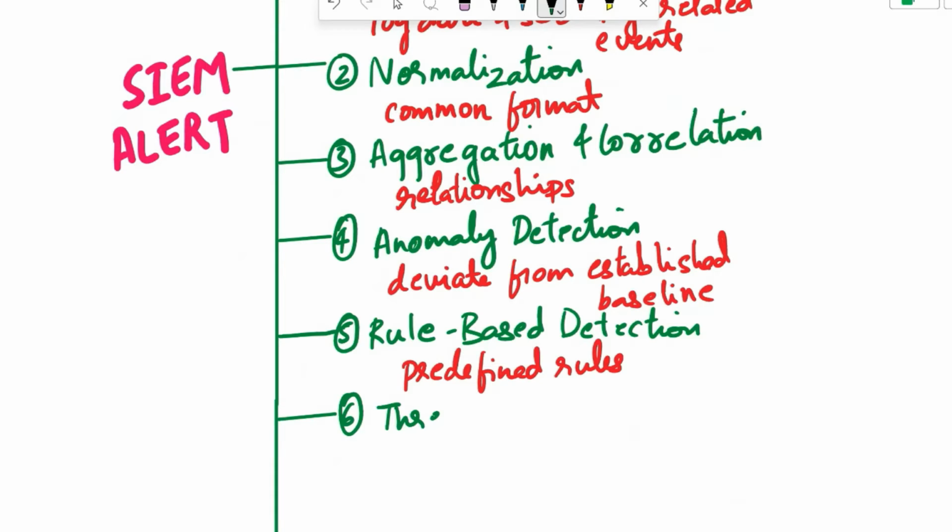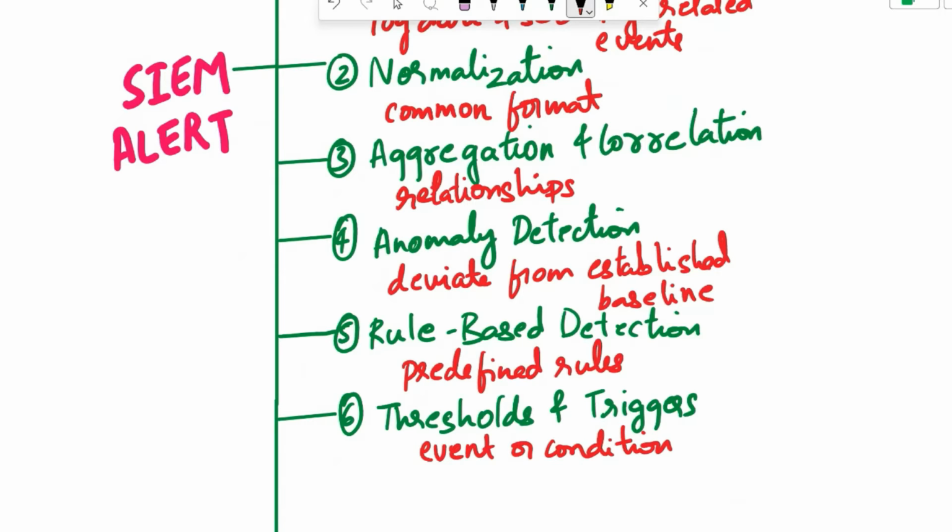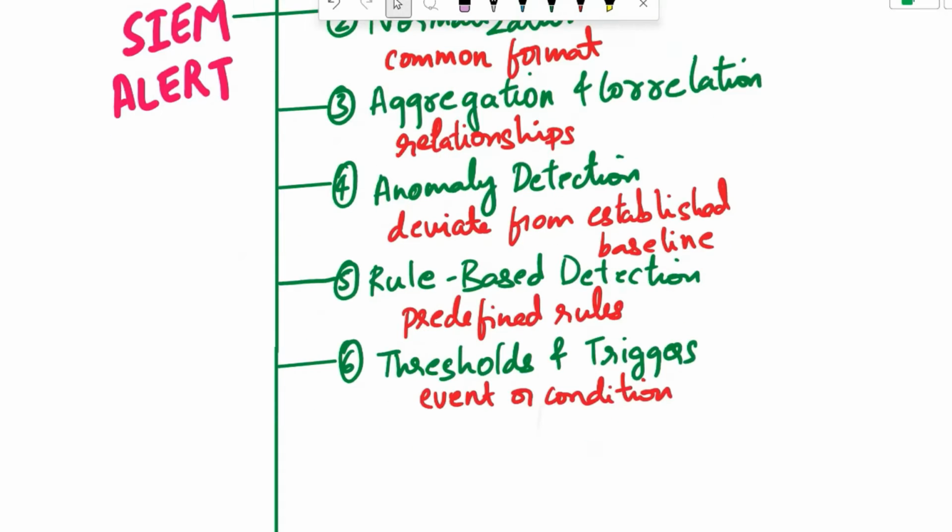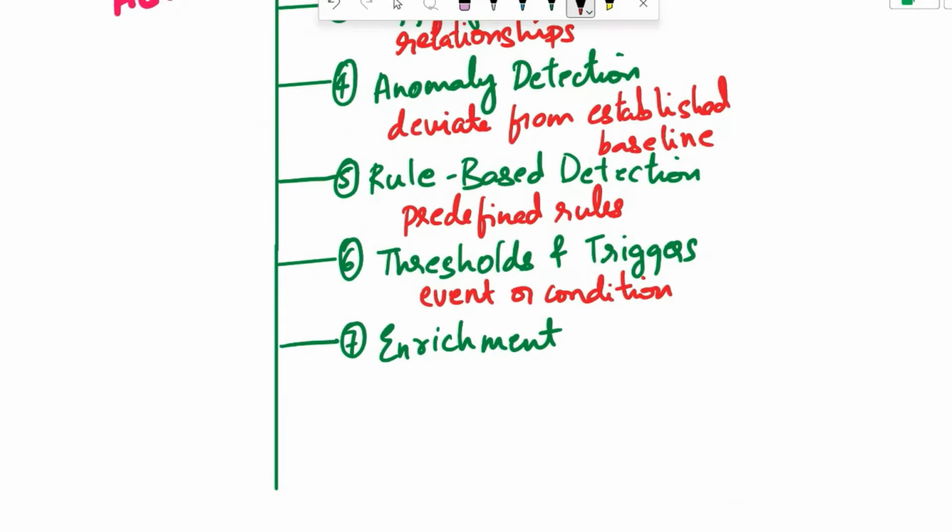Next is thresholds and triggers. SIMs can also use threshold-based triggers. These triggers generate alerts when a specific event or condition crosses a predefined threshold. For example, if a certain number of failed login attempts occur within a short period, an alert may be generated. Next one is enrichment. SIMs can enrich alerts by adding contextual information. This might include additional data from external threat intelligence feeds or contextual information about the affected system or user.